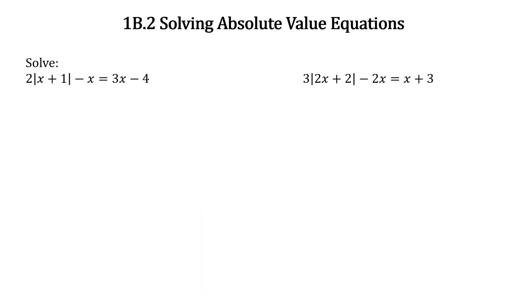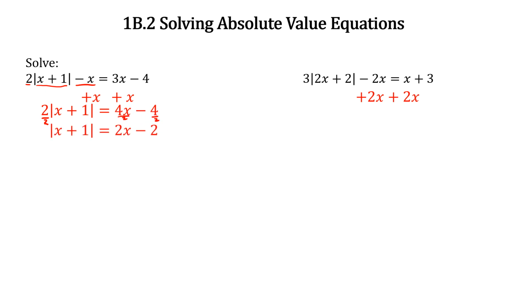So here, I need to move this and I need to move this to get this whole thing by itself. So I'm going to add x. I'm sorry, I did that wrong. And then divide by 2. And when I divide by 2, I'm going to divide everything by 2. And now, same thing as last time. I'm going to set up the inside is equal to this or negative this.